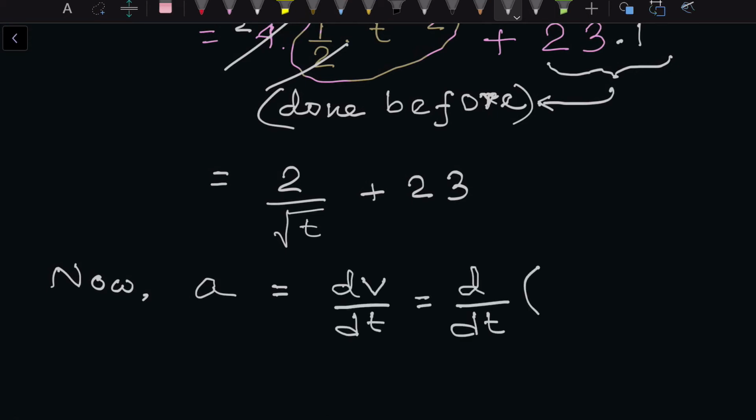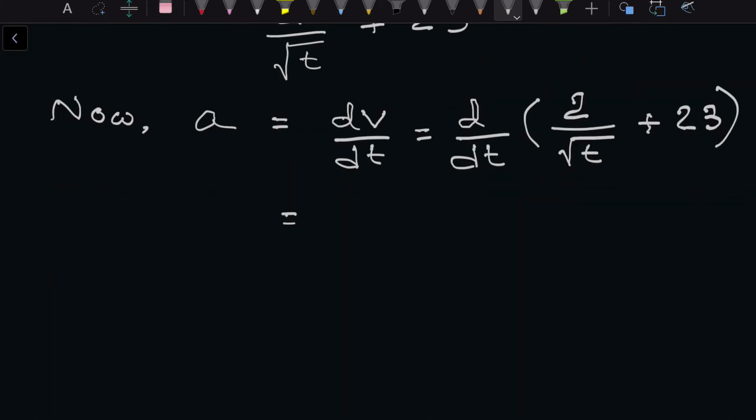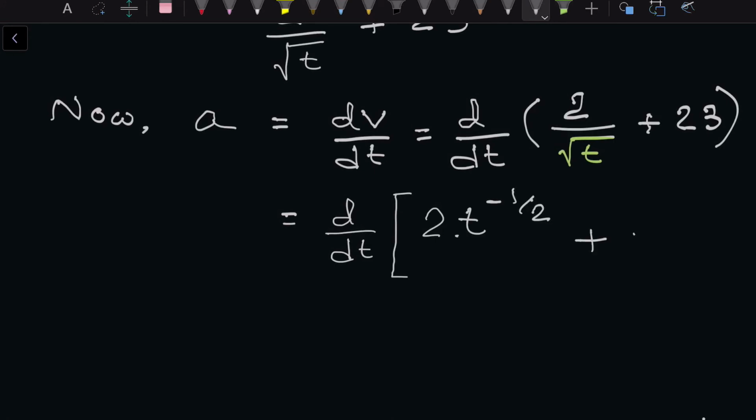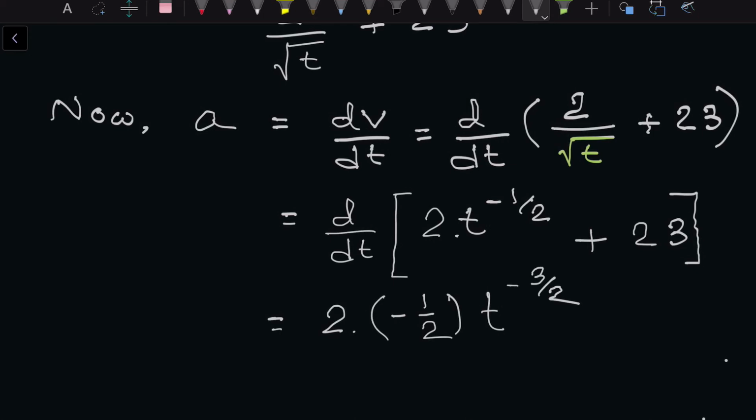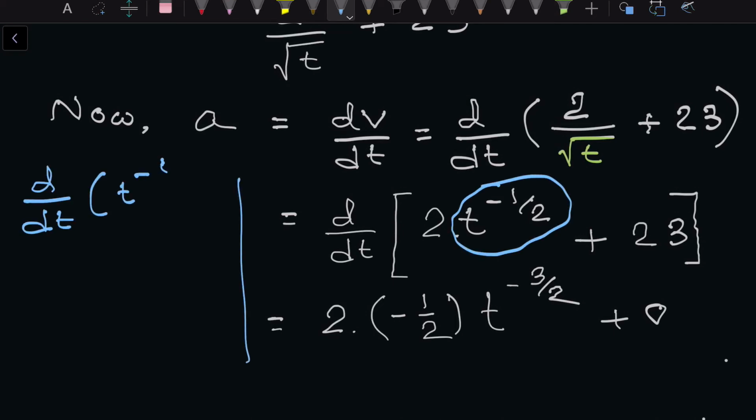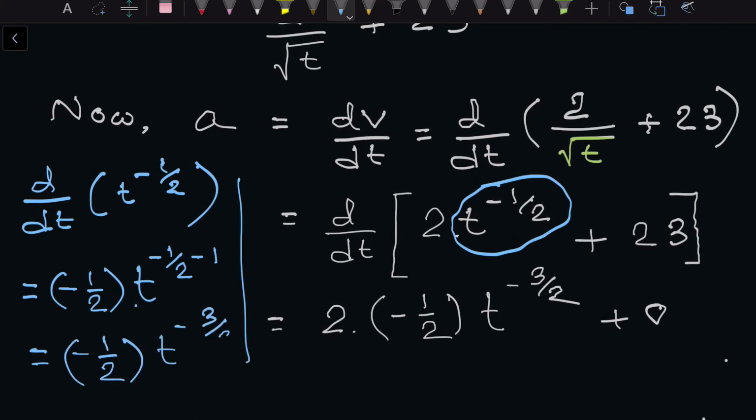d/dt of 2 by root t plus 23. Again, you need to change this to t to the power minus half and then 23. So it is 2 into minus half t to the power minus half minus 1, that is minus 3 by 2, plus 0. 23 differentiation is 0. t to the power minus half gives us t to the power minus 3 by 2. See this, half comes first, then the power of t decreases by 1. So minus half into t to the power minus 3 by 2.